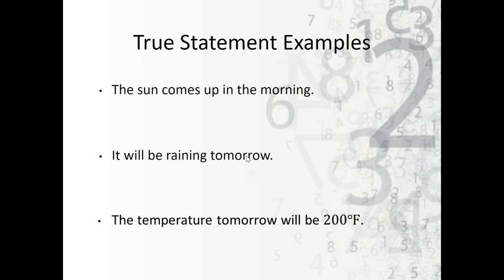So, for instance, the sun comes up in the morning. Well, we know that's always true. The sun always does come up. So that is an always true statement. It will be raining tomorrow. Well, maybe it rains tomorrow, maybe it doesn't. It's possible either way. So that is sometimes true. And lastly, the temperature tomorrow will be 200 degrees Fahrenheit. Well, sometimes it might feel like it's 200 degrees, but it's never actually 200 degrees. So that is never true.